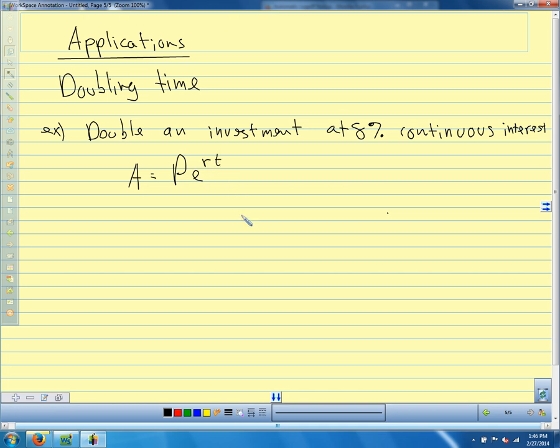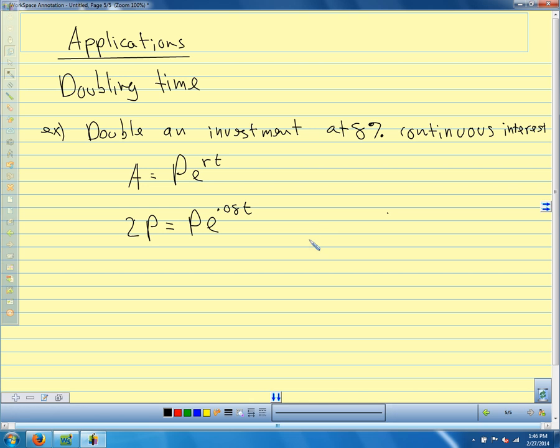All right, so if we double our principal, so we're starting with our principal, we want to double it. What is our amount if we double our principal? If we start with P as our principal, what do we want to end with? 2P. So we want 2P equals P e to the, and our rate is 0.08 T. And we're solving for T.